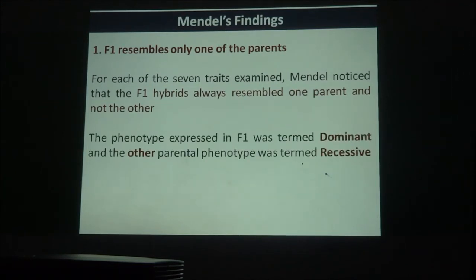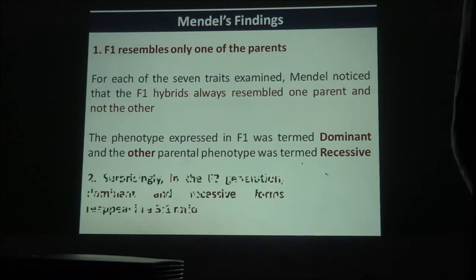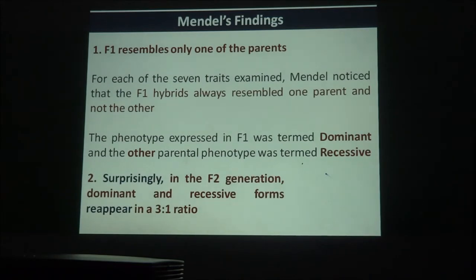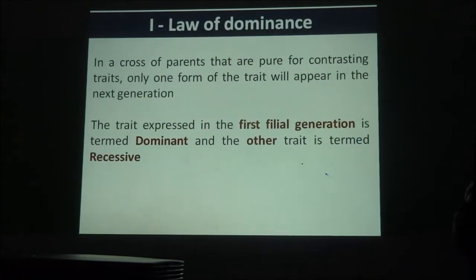The phenotype expressed in the F1 generation was termed dominant, and the other phenotype that was not expressed was termed recessive. And surprisingly, as mentioned earlier, in the F2 generation, dominant and recessive forms reappear in the ratio of 3:1. So how do we explain this?